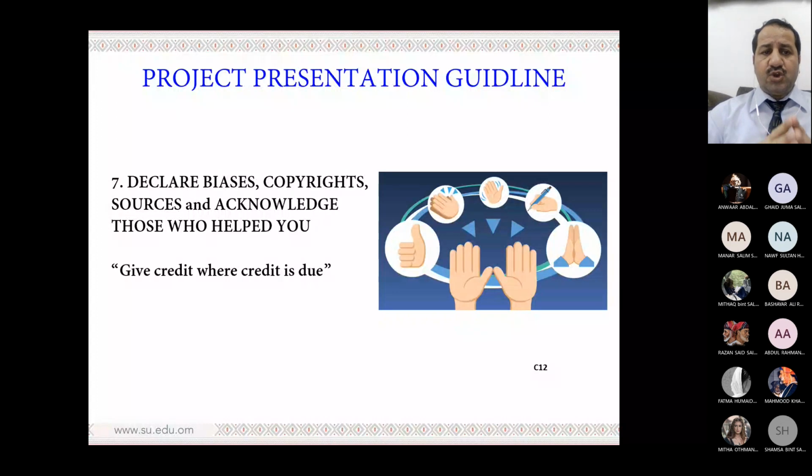Declare bias, copyright sources, and acknowledgements to those who help you. Some projects are already sponsored, for example, by a research council or a university, with funding coming from somewhere. You acknowledge these people. And if some people help you in doing the project, such as a technician, you acknowledge them. Acknowledge your supervisor. Acknowledge people who attended and gave you input. Acknowledge your family. It's good to give credit where credit is due.